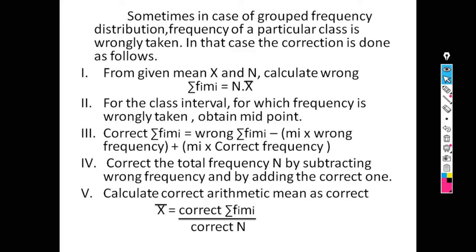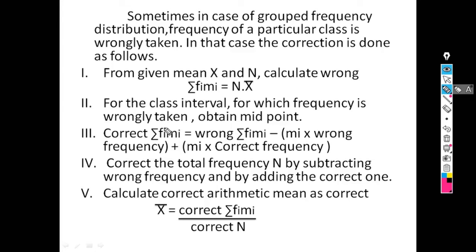From the given mean x bar and n, which is the summation of fi, meaning total frequency, calculate wrong summation of fi mi equal to n into x bar, because for a group frequency distribution we know the formula for x bar is equal to summation of fi mi divided by summation of fi, that is n. Therefore summation of fi mi is equal to n into x bar. Next step is, for the class interval for which frequency is wrongly taken, obtain the midpoint. The formula for midpoint is upper limit plus lower limit divided by 2.